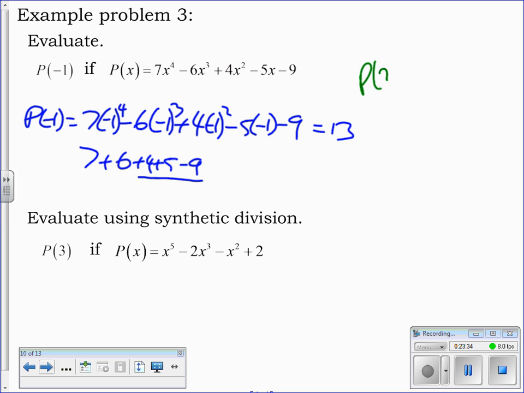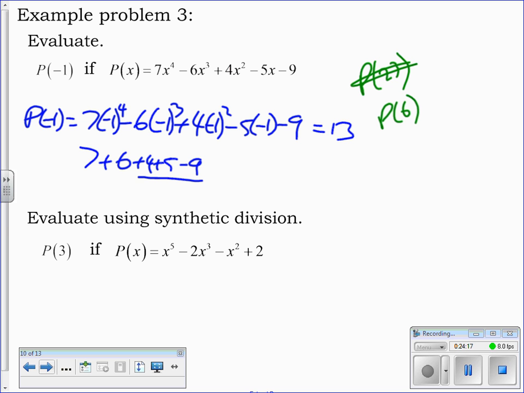Okay, figure out what p of 23 is. So you got to put 23 in. You got to take 23 to the 4th power times 7. It's kind of a pain. Okay, let's not make it p of 23. Let's just make it p of 6. It's a lot smaller than 23, right? You still got to take 6 to the 4th power times 7. Subtract that from 6 times 6 cubed, and you got, see what I'm saying? Kind of a pain in the butt. But if I use synthetic division, I can shortcut it. I can use synthetic division to evaluate a polynomial.